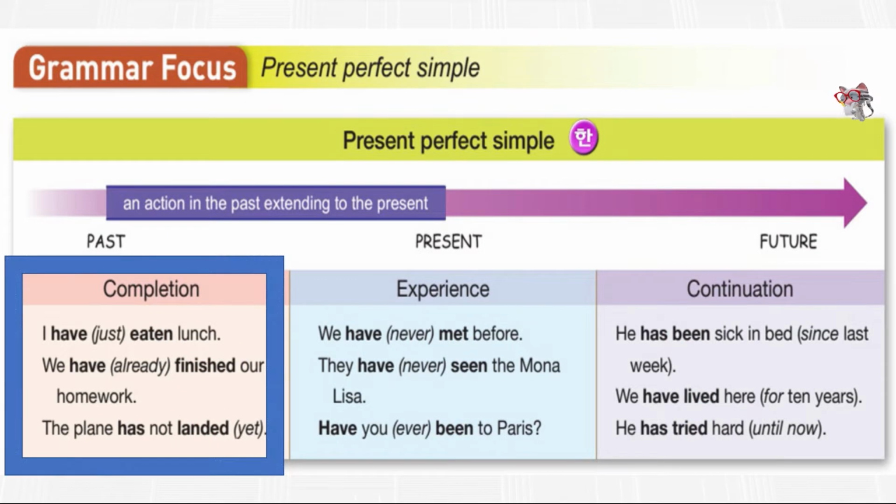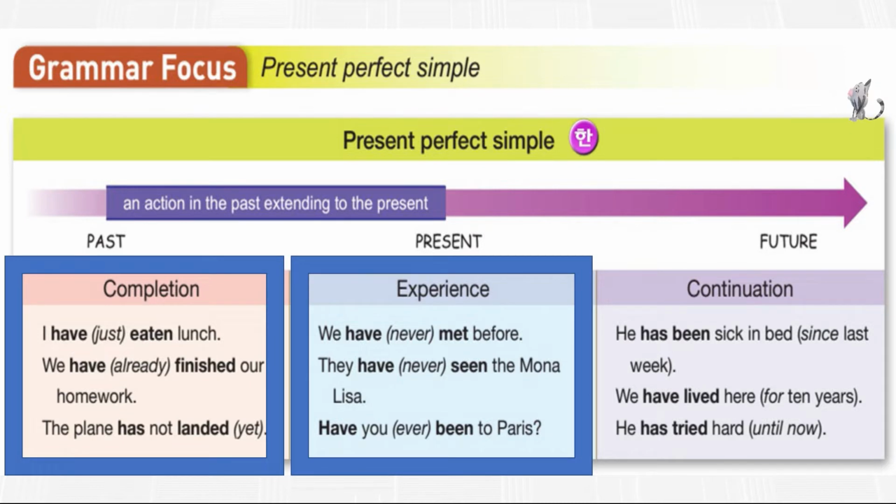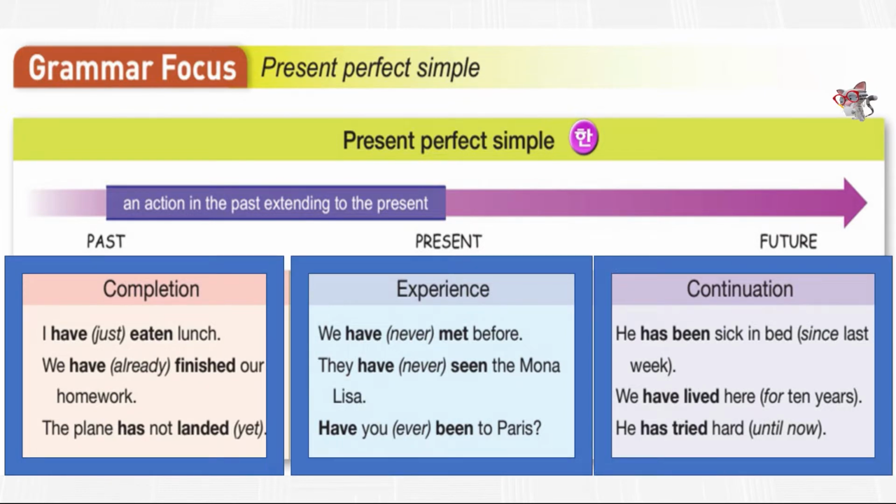So completion means it has been finished, completed, it has stopped. Experience is talking about something you have done in the past, but you might continue to do in the present. And continuation, well, that means you will continue to do it. It's happened over a period of time. The first ones we're going to be looking at is the have you ever. So have you ever been to Paris is going to be one of our questions.